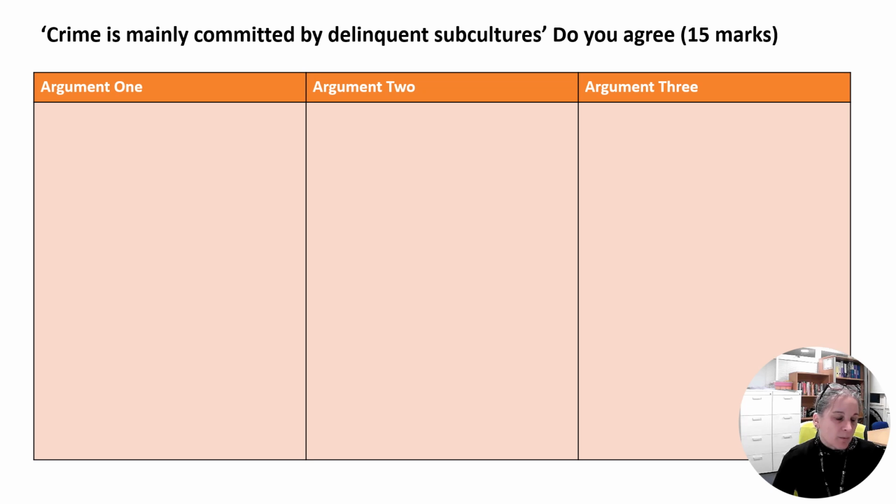Argument 1 would be yes, you agree, and why. Argument 2 would be an opposite reason. No, it's not delinquent subcultures, it's something else. So maybe poverty, maybe labelling, whatever it is that you might want to pick. And then argument 3 is the third reason. So I'm not asking you to do this as a question. I'm not asking you to do it in silence. I'm asking you to prepare yourself a revision resource that will help you do that question at a later date.